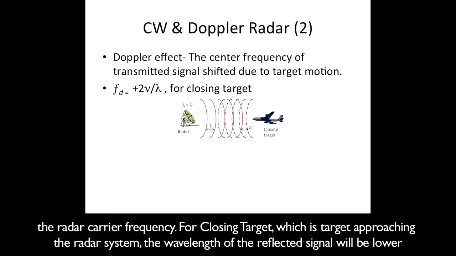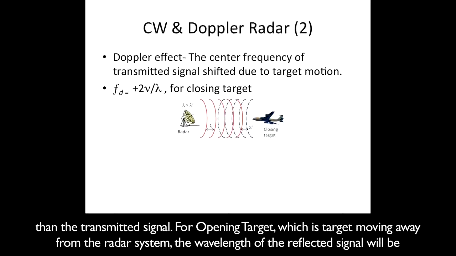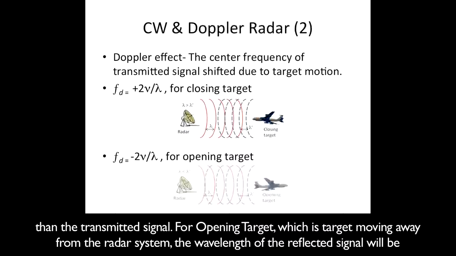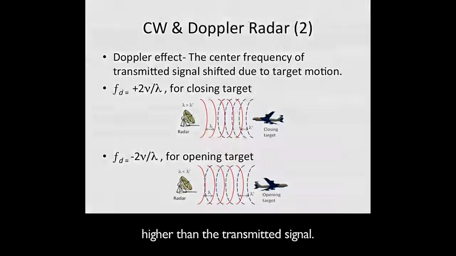For closing target, which is a target approaching the radar system, the wavelength of the reflected signal will be lower than the transmitted signal. For opening target, which is a target moving away from the radar system, the wavelength of the reflected signal will be higher than the transmitted signal.